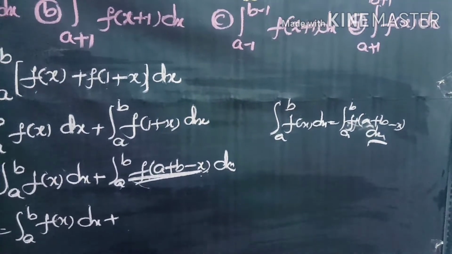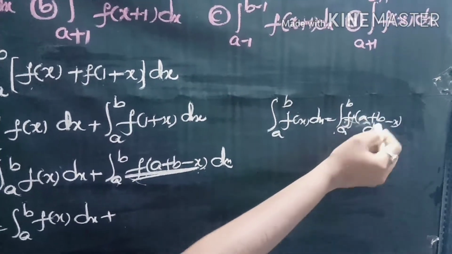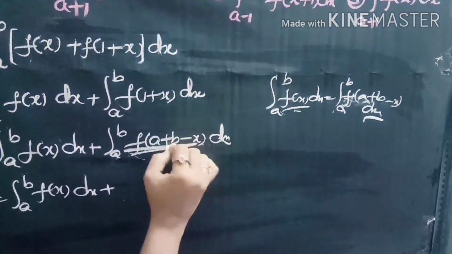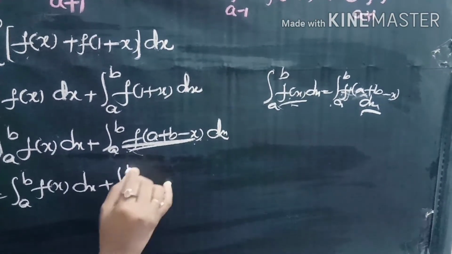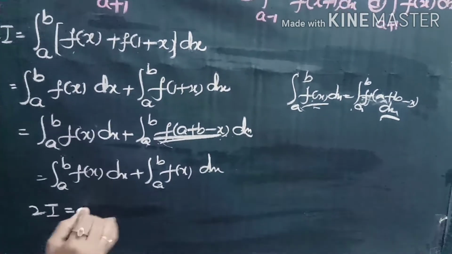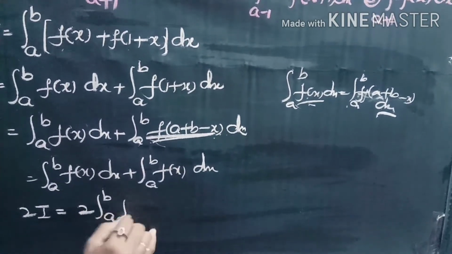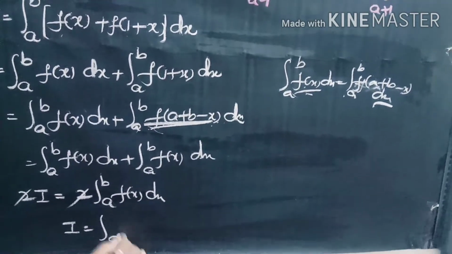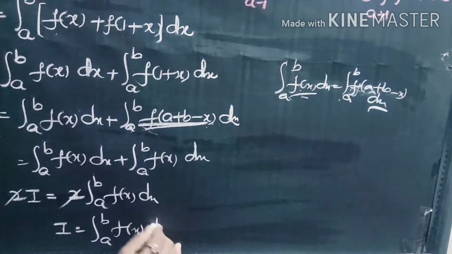The integral from a to b of f of a plus b minus x dx is equal to the integral from a to b of f of x dx. In place of this one we can take this value, that is the integral from a to b of f of x dx. Therefore 2I is equal to 2 times the integral from a to b of f of x dx, which implies the value of I is equal to the integral from a to b of f of x dx.